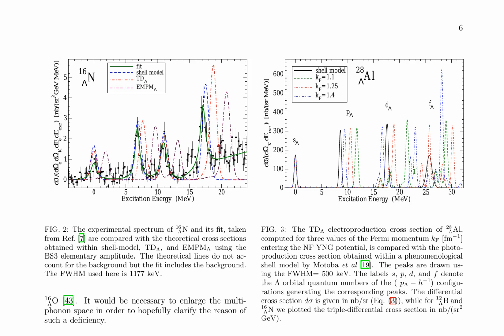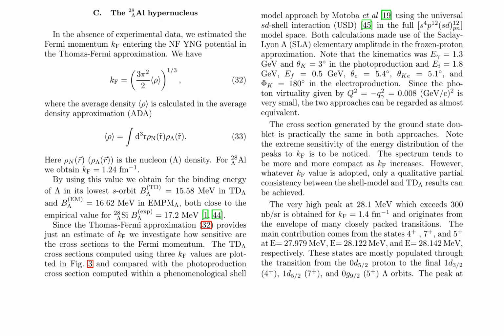For ²⁸ΛAl, the binding energy is calculated using the Thomas-Fermi approximation for the Fermi momentum, resulting in values close to the empirical one. The cross-sections are computed using the same approach as before, and compared to a phenomenological shell model calculation by Motoba et al. The TD lambda model shows a high sensitivity of the energy distribution to the Kf value, with the spectrum becoming more compact as Kf increases. However, only qualitative partial consistency between the shell model and TD lambda results can be achieved.